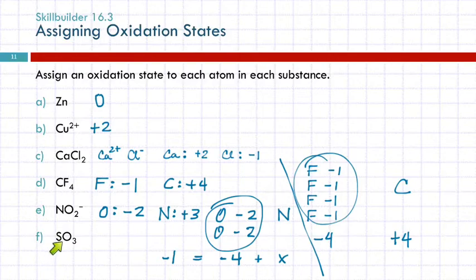What about SO3? Does this have a charge? No. There's an ion that looks like this, SO3 2-, but this isn't the ion. This is a molecular compound, sulfur trioxide. So these oxidation states have to add up to what? 0. So we've got 2 nonmetals.